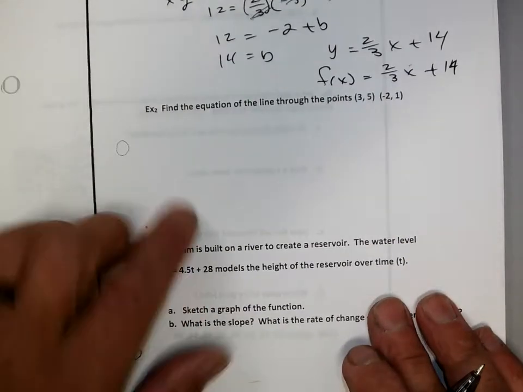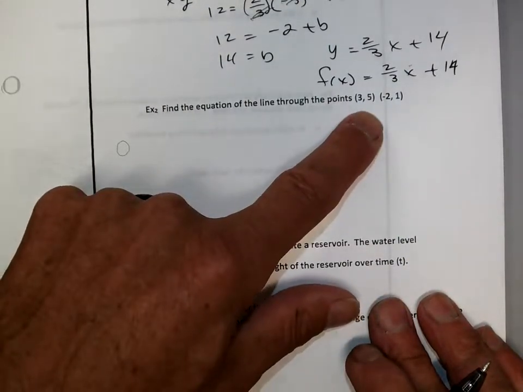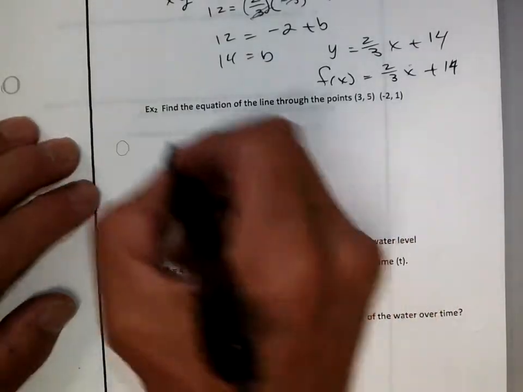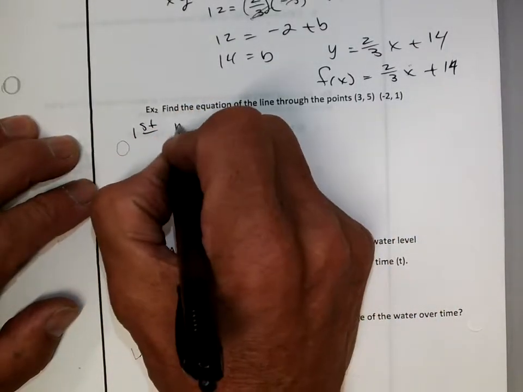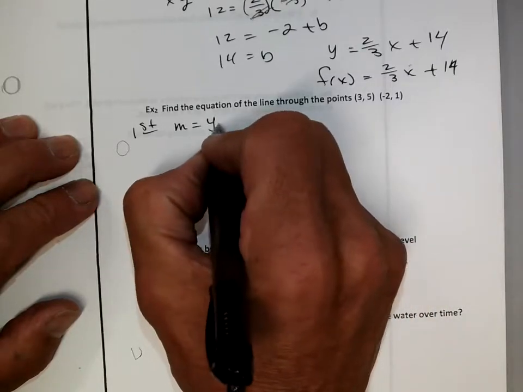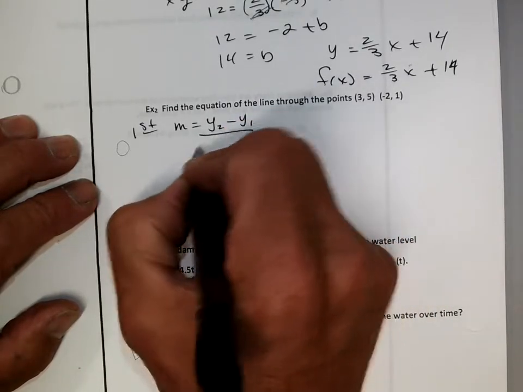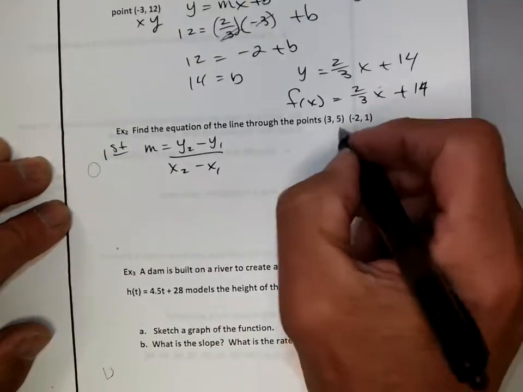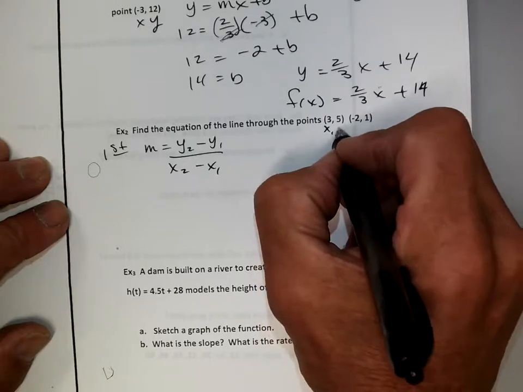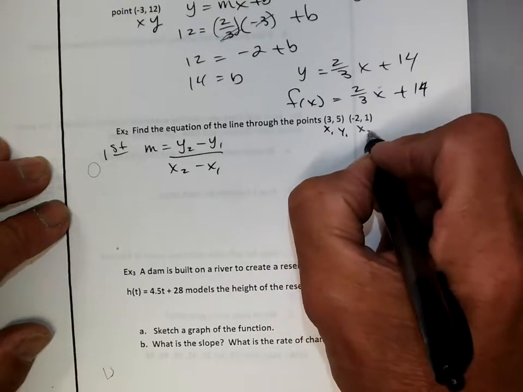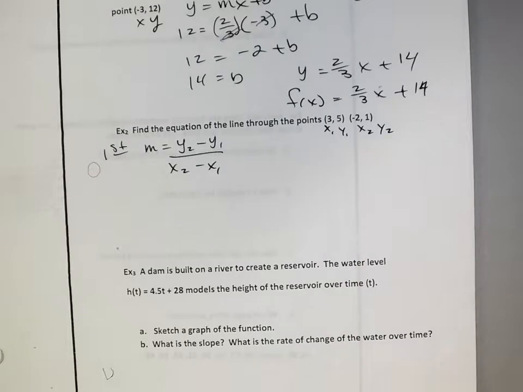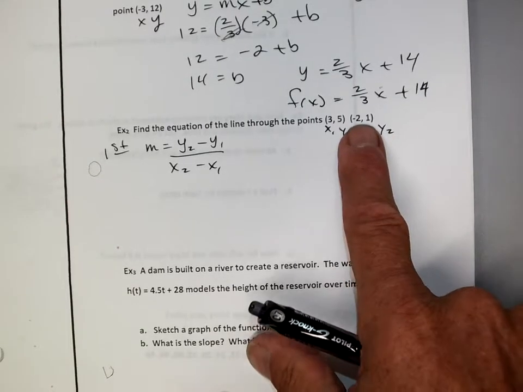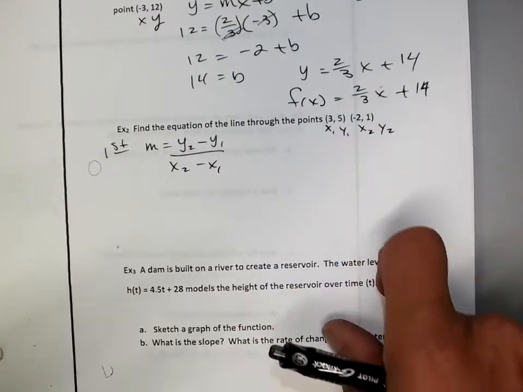Number 2: find the equation of the line through these points. First we have to find the slope. I'm going to use y2 minus y1 over x2 minus x1. Every point has an x and a y. First point, x1, y1. Second point, x2, y2. It's that simple. We like the second point to be x2, y2 because those are sometimes the bigger numbers.